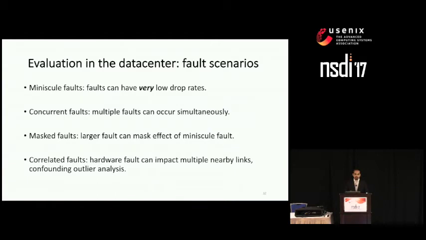The details of all of these are in the paper. It turns out we only have time to talk about one of them today. So I'll focus on minuscule faults.